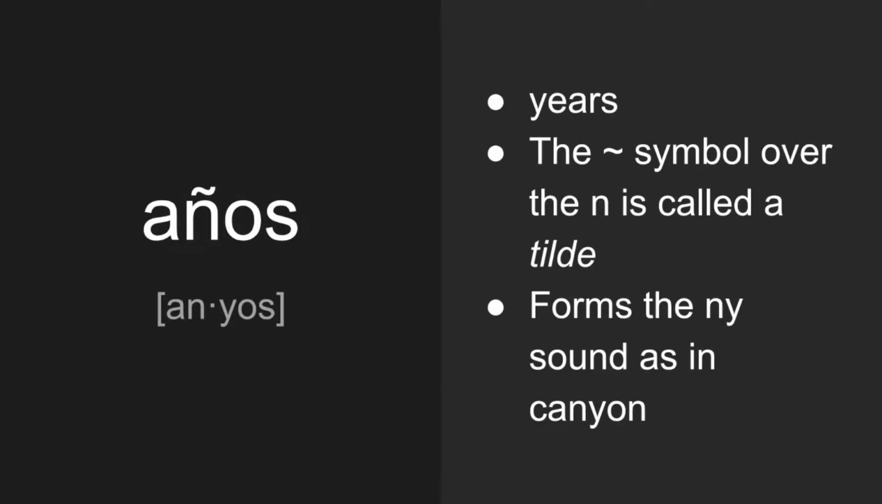And then the last word we have here is años. Repitan, años. All right, so the word años means years. The little squiggly line over the N, that symbol is called a tilde. And that particular letter is called the ñ, and it forms the ñ sound. So like in the English word canyon, you have an N and a Y next to each other, and it makes a ñ sound.